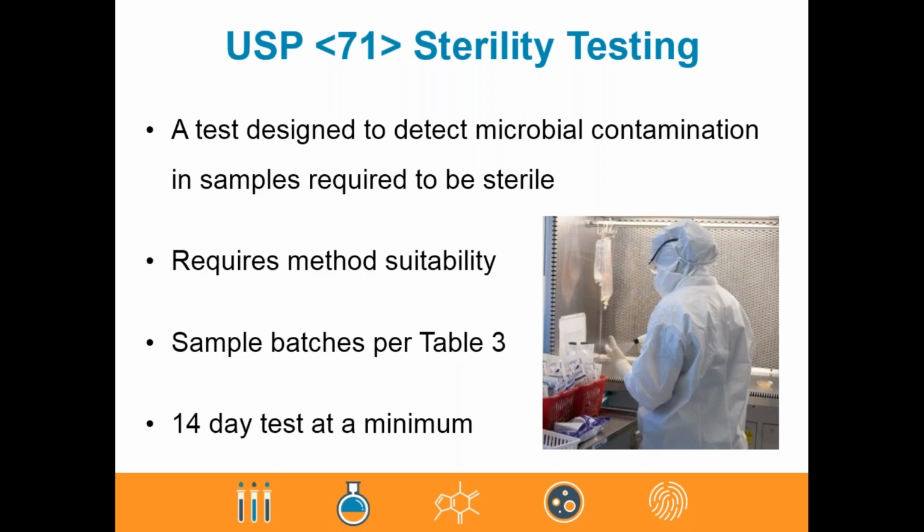Okay, so we're going to talk about sterility by USP 71 first. The sterility test is designed to detect microbial contamination in your sterile samples. I think everybody gets that. The 71 sterility test does require method suitability. We'll talk about that next. There's a table in USP 71, Table 3, that you need to look at to be able to sample your batches appropriately. We'll go over that too. The sterility test is a 14-day test at a minimum.